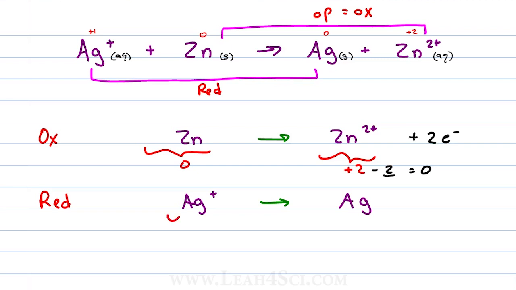Same thing for reduction. Sum of the reactants, plus 1. Sum of the products, 0. How many electrons will bring plus 1 down to 0? Plus 1 minus 1 equals 0. That means I have to add plus 1 electrons to the reactants.